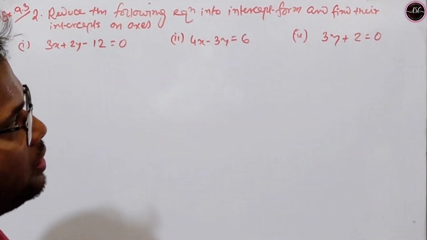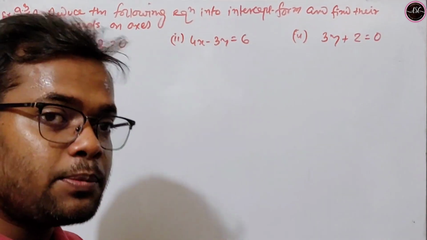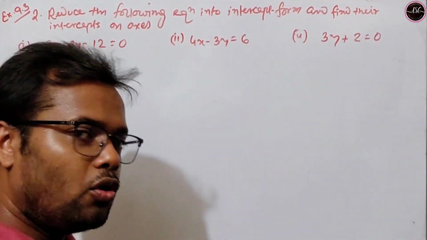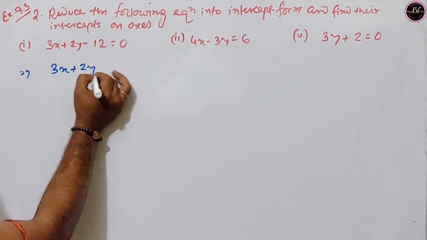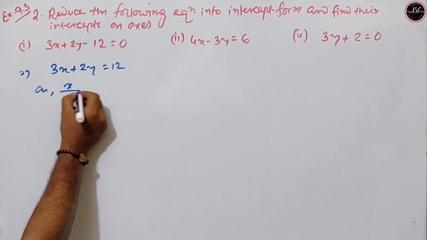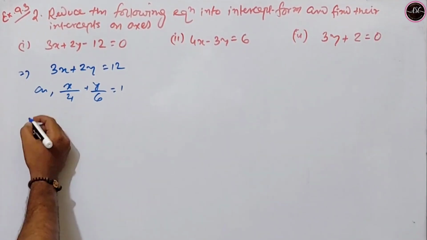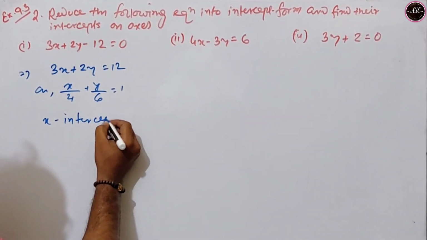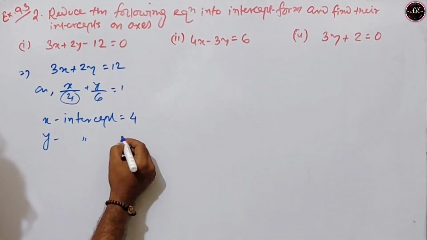Then look at this question. Reduce the following equation into intercept form and find their intercept on axis. Intercept form means x by a plus y by b equal to 1. So we can write this as 3x plus 2y equal to 12. Just divide both sides by 12. We get x divided by 4 plus y divided by 6 equal to 1. So this is the intercept form, and x intercept equal to 4, and y intercept is 6.